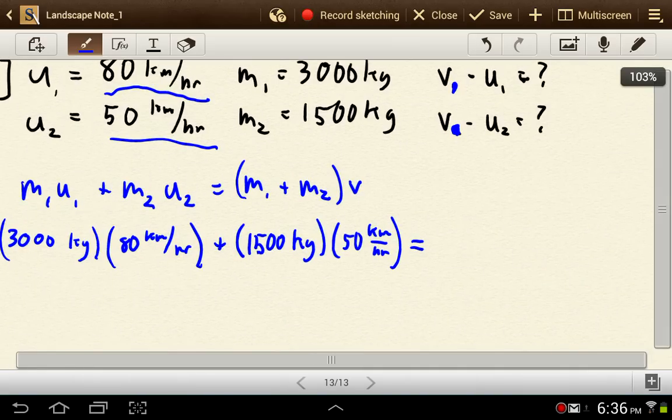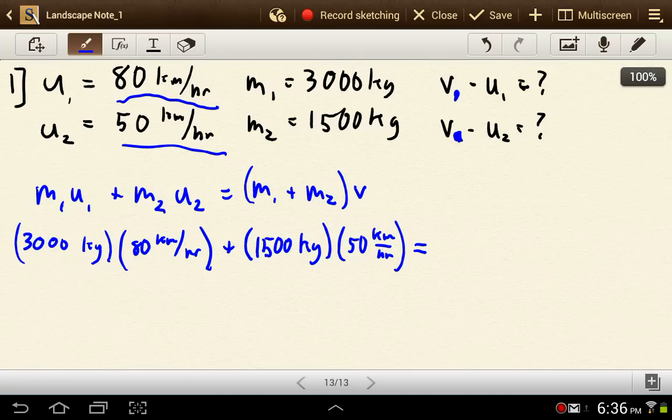And then the total mass of the momentary single vehicle there is going to be 4,500 kilograms, and you're going to get V in kilometers per hour.